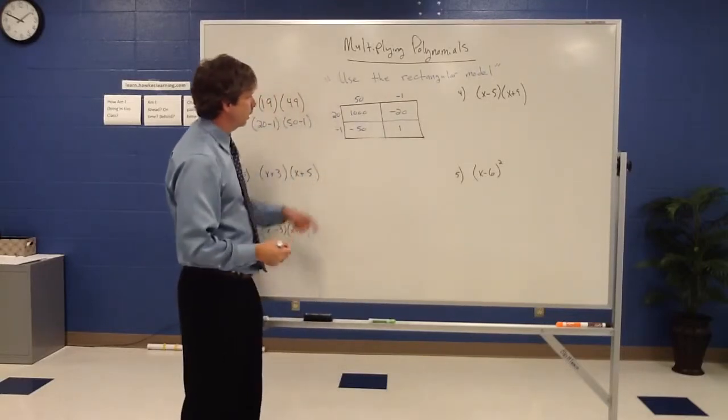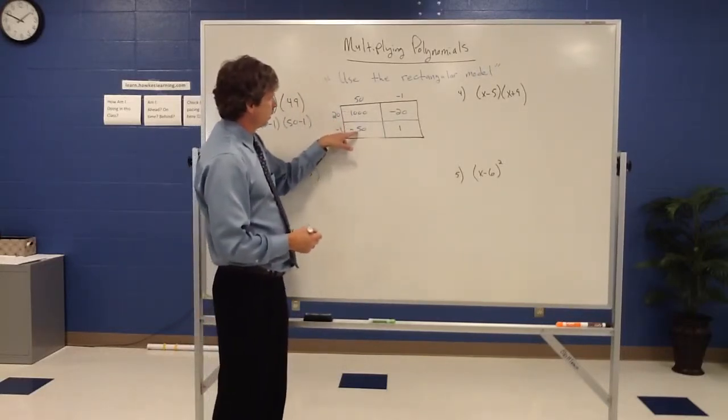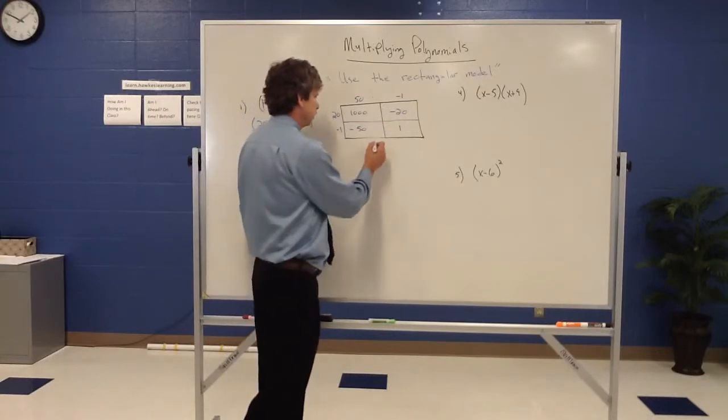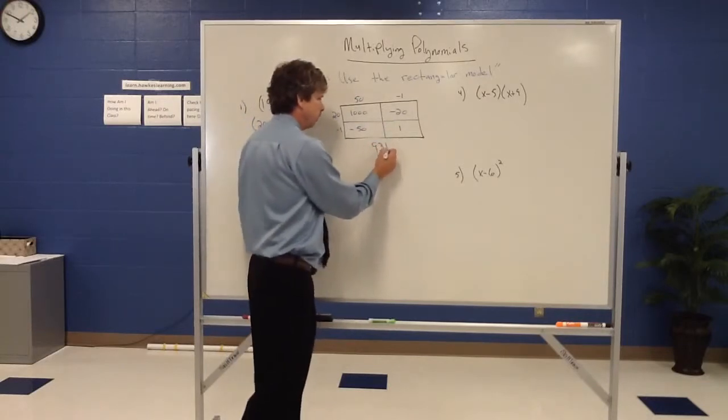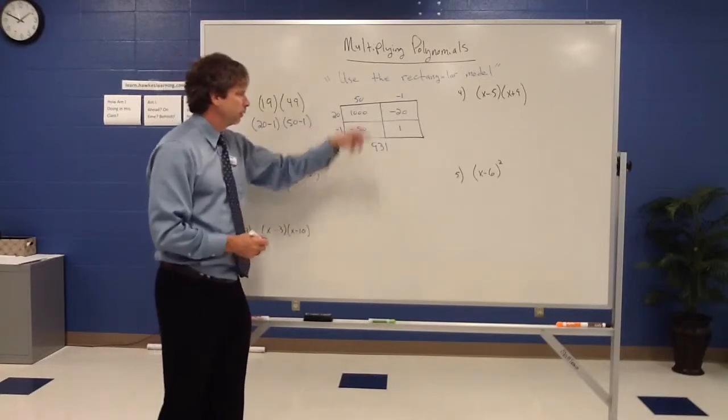So put this all together. Well, 1,000 take away 50 would be 950. 950 take away 20 would be 930. 930 plus 1 would be 931. So that would be another way to do that multiplication problem, using the rectangular model.